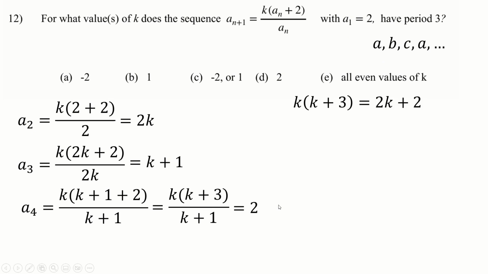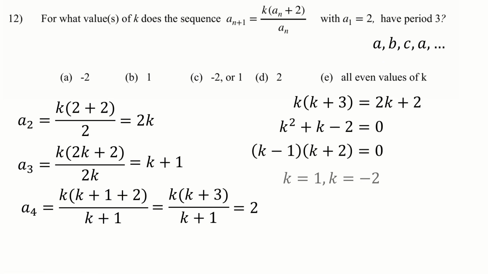Cross multiply, do some solving for k. We get 2 answers for k. Now notice that one of these things is answer C, and then we've also got 2 other answers which are just one of the 2 answers. So okay, we need to actually check which of these 2 work.